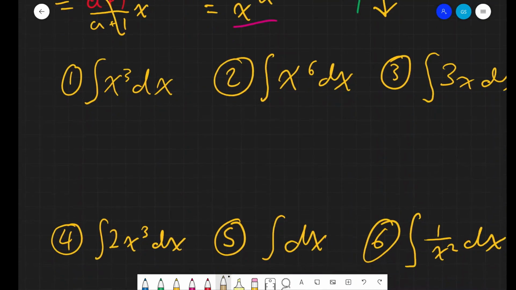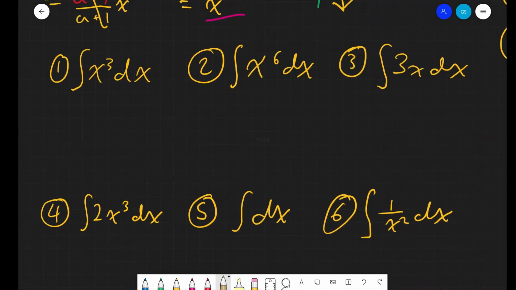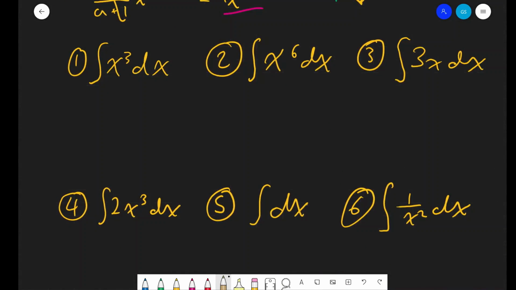So let's look at some examples that I've prepared. We'll start off with number 1, and we'll do these in blue. So we have x cubed being integrated with respect to x, and we want to solve this. The way we do this is we're going to apply the property we just learned. The property, again, I'll write it on the side, is 1 over a plus 1 times x to the a plus 1. So our a here is 3, because that's the exponent.